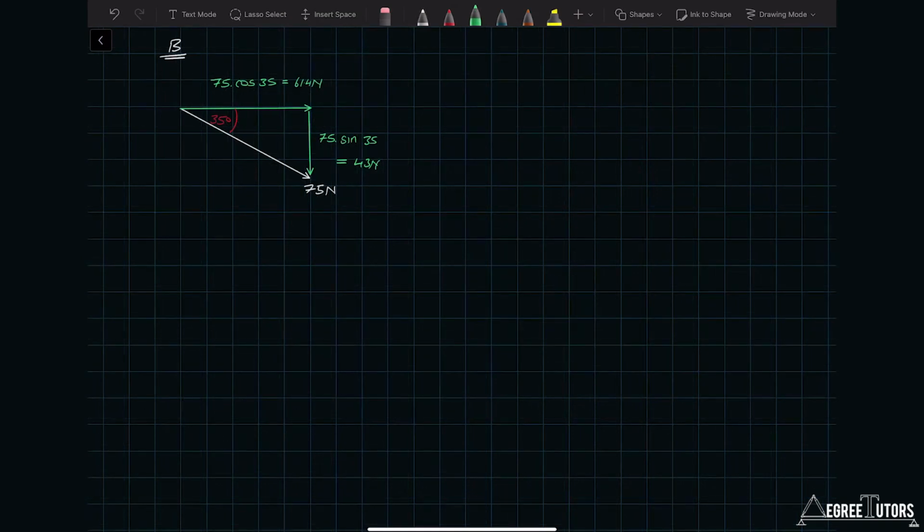All right, so the horizontal and vertical components are 61.4 and 43, and the moment in this case we'll call MB, and that's going to equal the 61.4 times the lever arm of 3, positive moment, plus the 43 times a lever arm of 14 meters. That's positive as well, and that's going to give me a moment of 786.2 Newton meters.